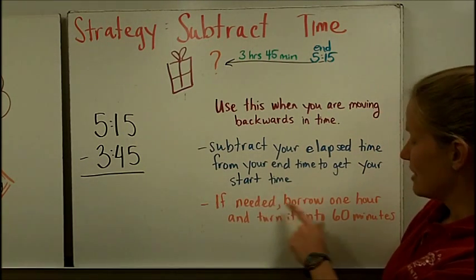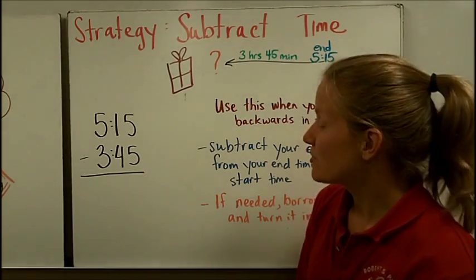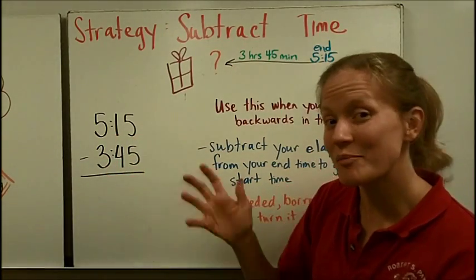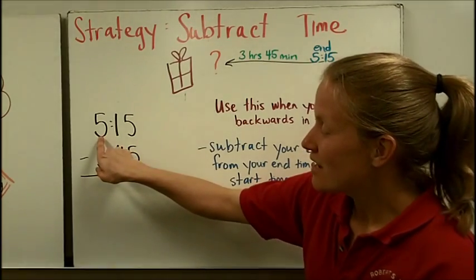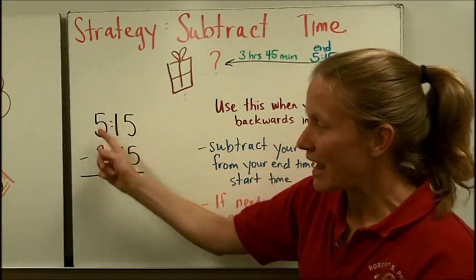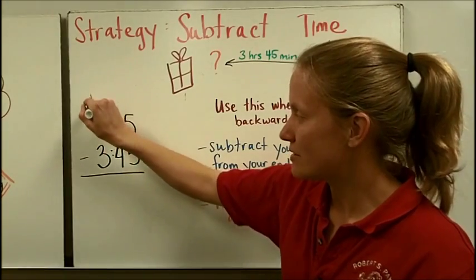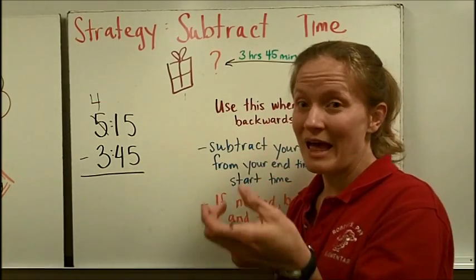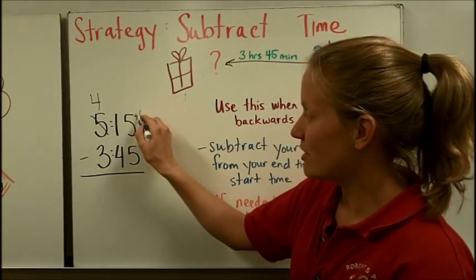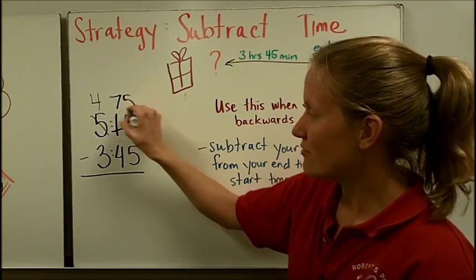If needed, I will borrow 1 hour and turn it into 60 minutes. So I will need to borrow in this problem, because I can't take away 45 from 15. And you also can't borrow like normal, because this 5 is not worth 500. Each hour in that 5 is worth 60 minutes. So watch what we're going to do here. I'm going to borrow an hour, I'm going to take away an hour. But then I think that that hour is worth 60 minutes. So I'm going to send over 60 minutes to here and add plus 60. When I add 60 minutes over there, it becomes 75 minutes.